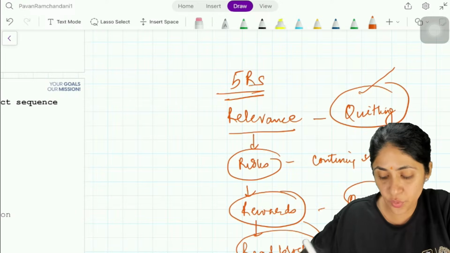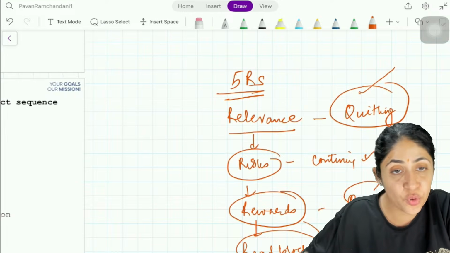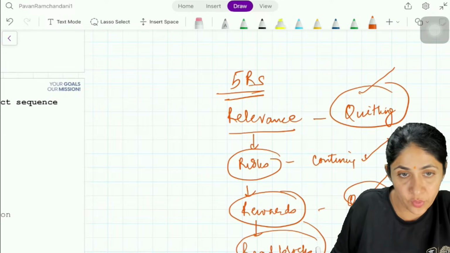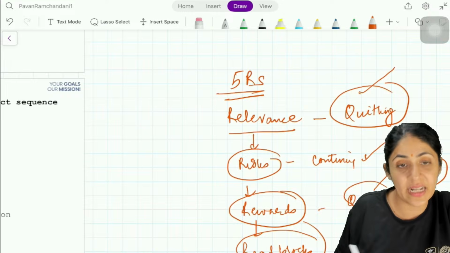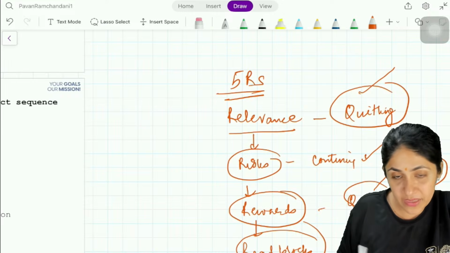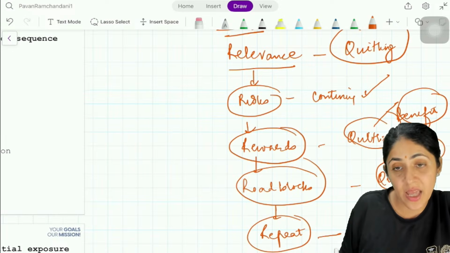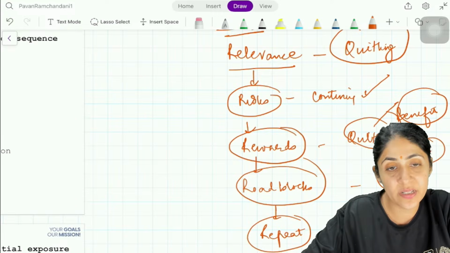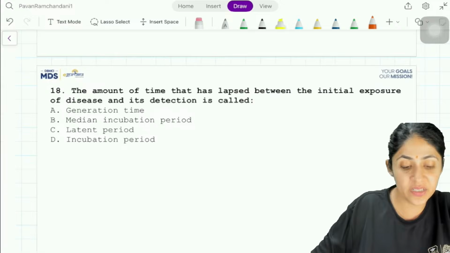Reward is that you tell the person that if you quit, what are the benefits that you will get, what are the benefits of quitting. Roadblocks is you identify what are the barriers that are coming your way. And repetition is basically every time the person visits a clinician, it has to be repeated to an unmotivated person in every interaction so that it seeps in deeper.